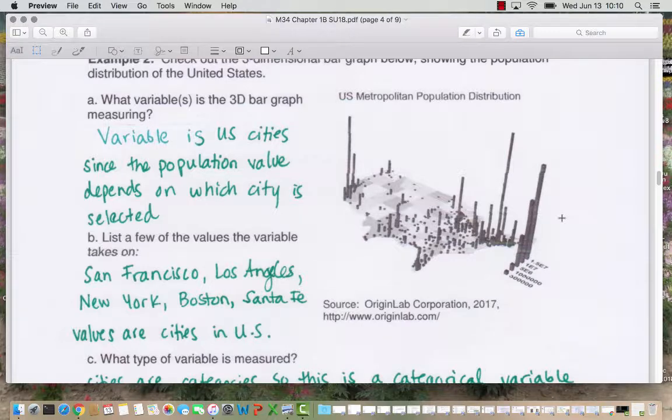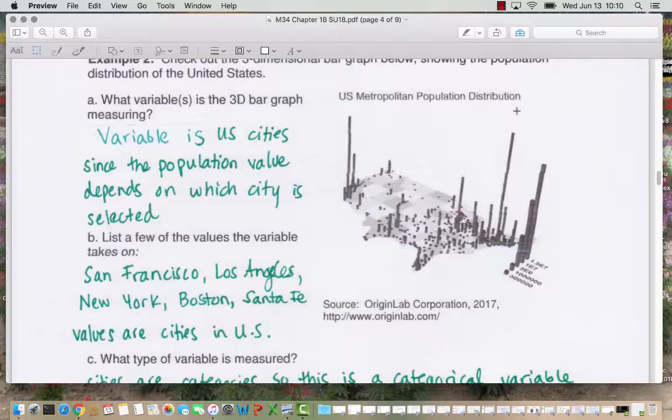So here's a 3D bar graph below. This is showing population distribution of the United States. So what's our variable here? Well, think about each different bar here as representing a city. This is called U.S. metropolitan population distribution. So metropolitan tells us they're looking at the big city areas. So our variable here is U.S. cities, since the population value depends on which city is selected, right?